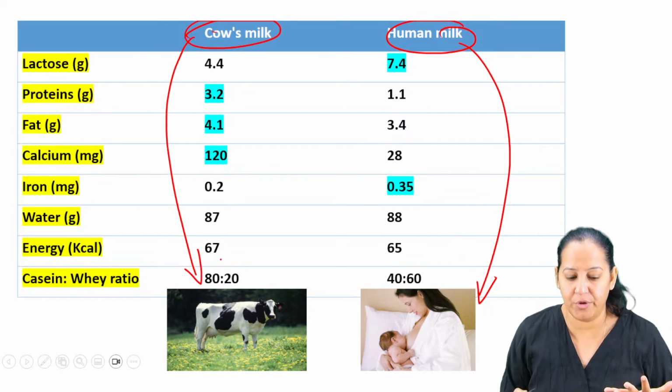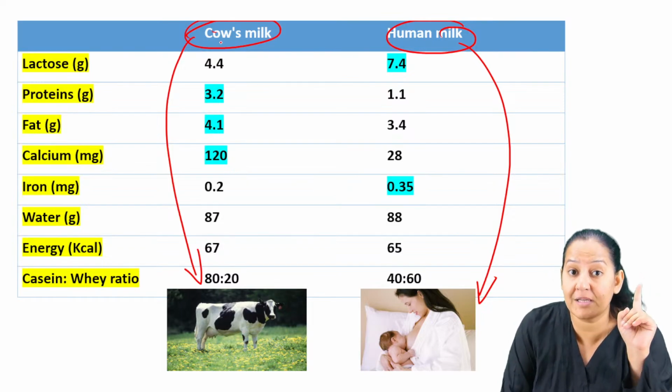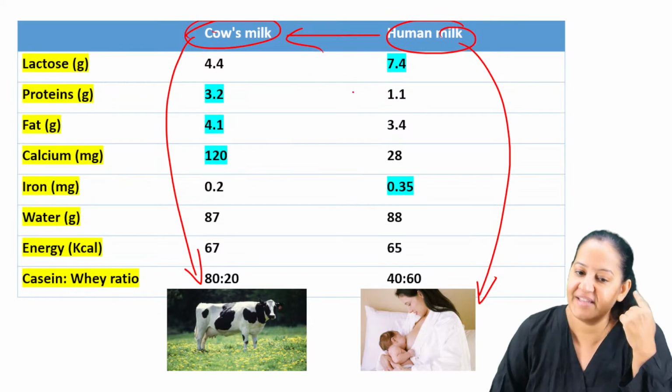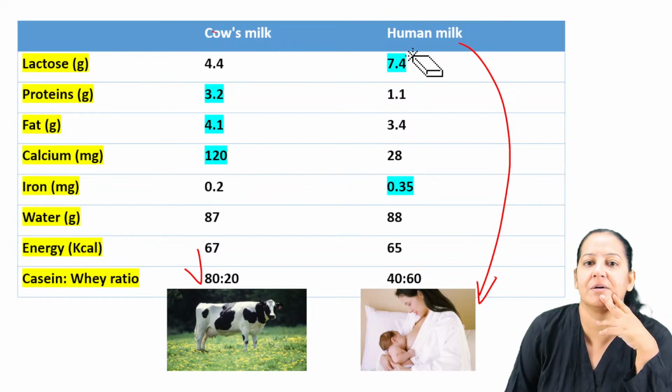Now there is a taboo, there is a myth in Indian society. I have seen the grandmothers say that cow's milk is more healthy than the human milk, and they start feeding the newborn on the cow's milk. You tell me which is best. You compare first before saying anything.